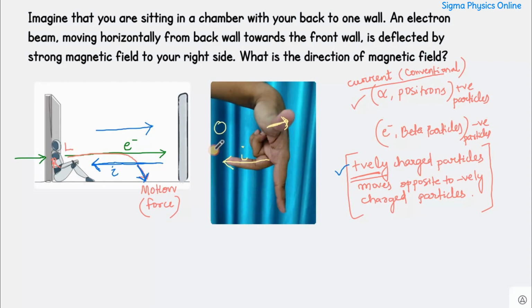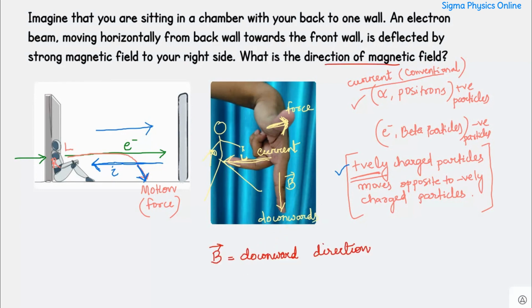That means if you are sitting here in this way, the current is coming towards you. Then this is your right. So the electron is moving to the right. Then you see this is representing the force on the electron or the motion. Then this is representing the direction of current flow, that is the middle finger. Now the direction in which our forefinger is pointing, that is the direction of the magnetic field B. So the magnetic field in this case is pointing downwards. So from this we can conclude that the magnetic field direction in this case would be downwards. So that's the answer to this question.